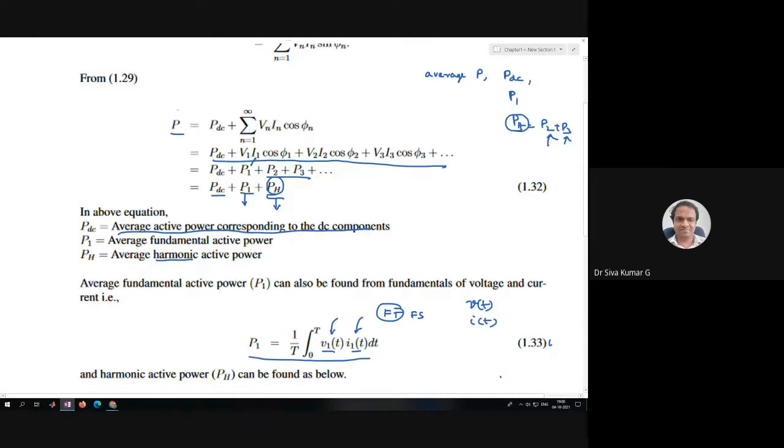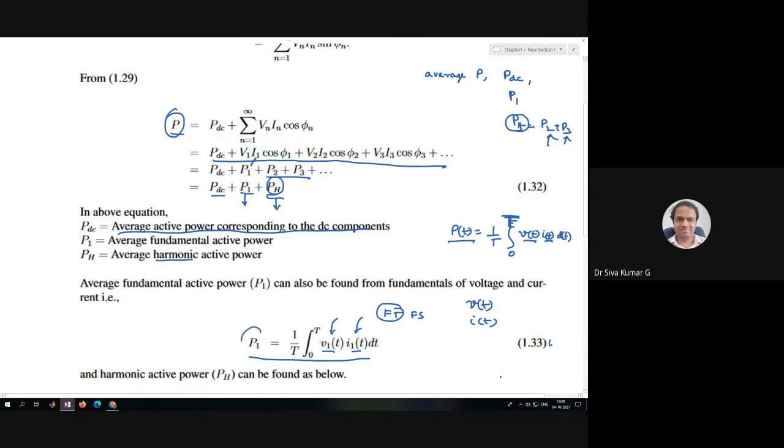How do you find out the power P of t? We can find out P of t as 1 by T, integral from 0 to T, of the complete voltage and current, where this is capital T. When you multiply the instantaneous voltage with the instantaneous current and do the integral over the time period, you get the P of t also.